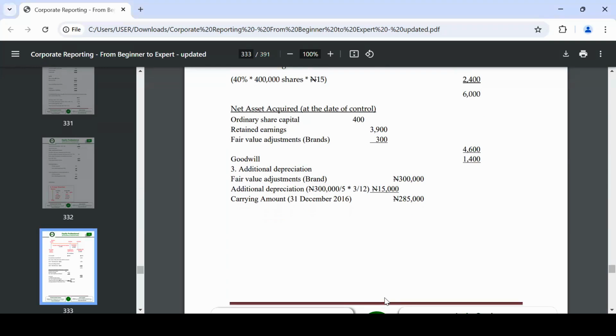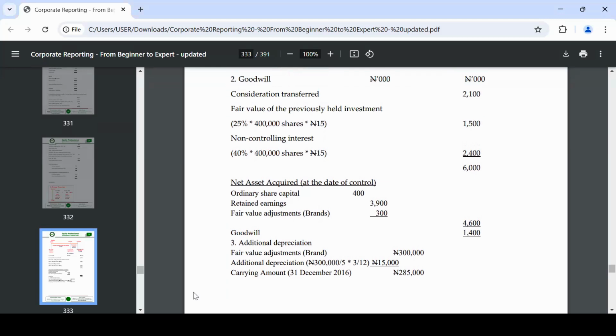Now, you can see that we have calculated 100% that way. I have done the breakdown. It's 35% additional for the consideration, 25% for previously held investment, and NCI is 40%. Good. When I total, the next thing will be, what is the net asset that we acquired at the day of control?